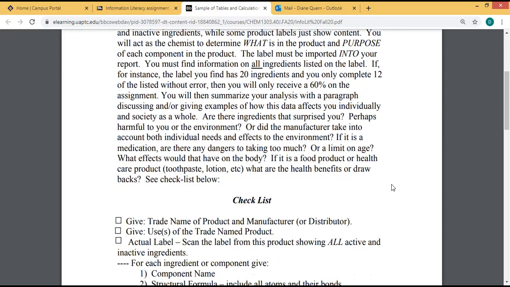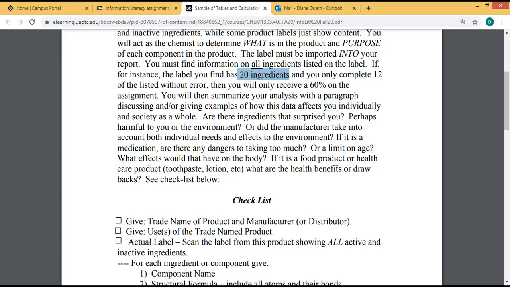If you have more than 10 ingredients, say you have 20, for instance, you need to characterize all 20. You don't just pick 10 of the ingredients in that product. However many ingredients you have, you need to characterize all of them. I recommend you don't pick a product that has like 40, because you're going to make more work for yourself. But it needs to have at least 10. That's the low end, and it can have more than that, but you need to characterize all the ingredients.